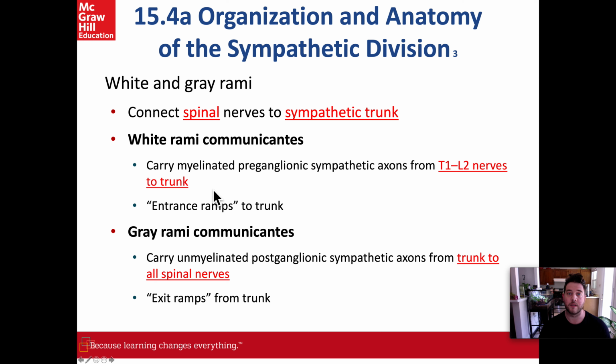to the trunk ganglion. The gray ones are gray, so they are unmyelinated, and they carry axons from the trunk to the spinal nerves. So they're an exit ramp from the trunk. White rami go from the spinal cord to the sympathetic trunk ganglion, whereas the gray rami go from the trunk out to the spinal nerves. They have to just go through the trunk to get there.